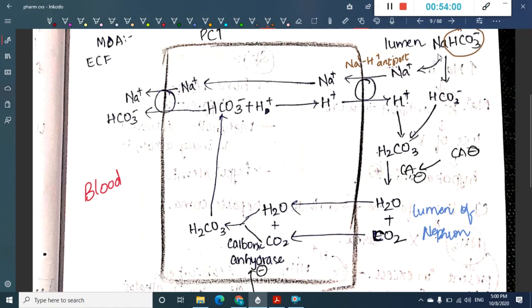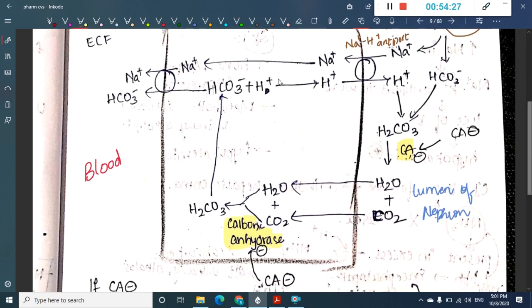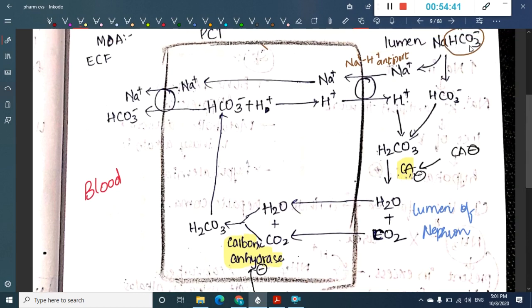See, this bicarbonate, once it gets separated from sodium, combines with H plus and forms H2CO3. This H2CO3, in the presence of the enzyme carbonic anhydrase, forms H2O and CO2. This H2O and CO2 are absorbed into the cell, and in the cell again, in the presence of carbonic anhydrase, they get cleaved to HCO3 minus and H plus. HCO3 minus is absorbed, whereas this H plus ion enters the lumen again in order to absorb the next bicarbonate ion. So this is a cycle for absorption of sodium and bicarbonate.